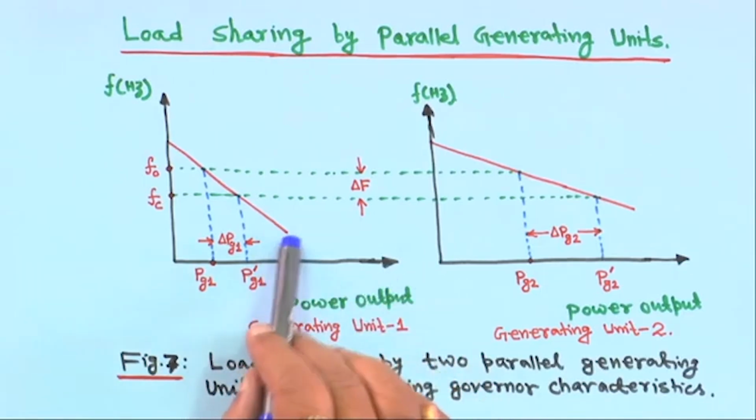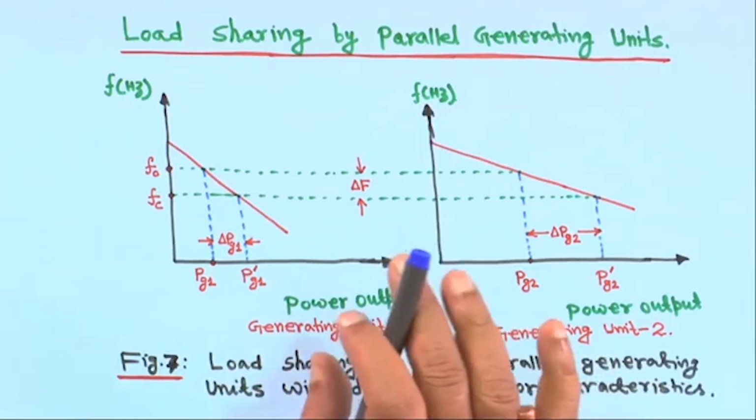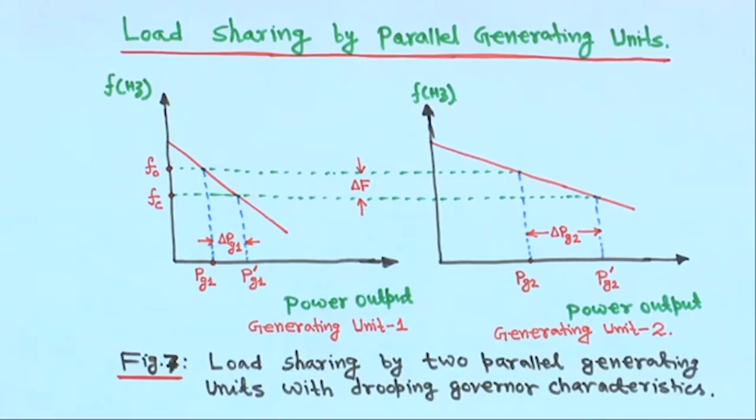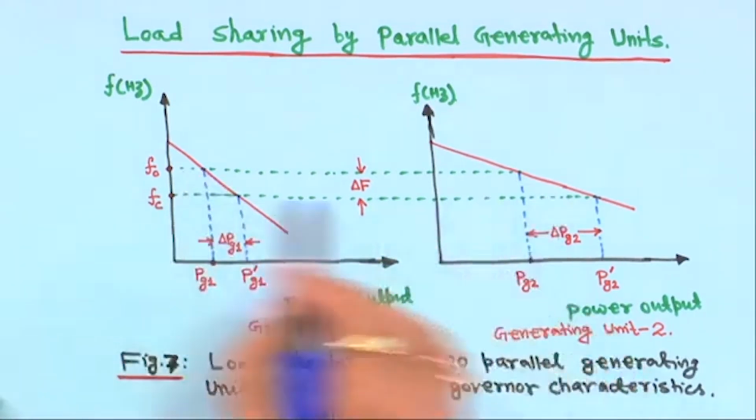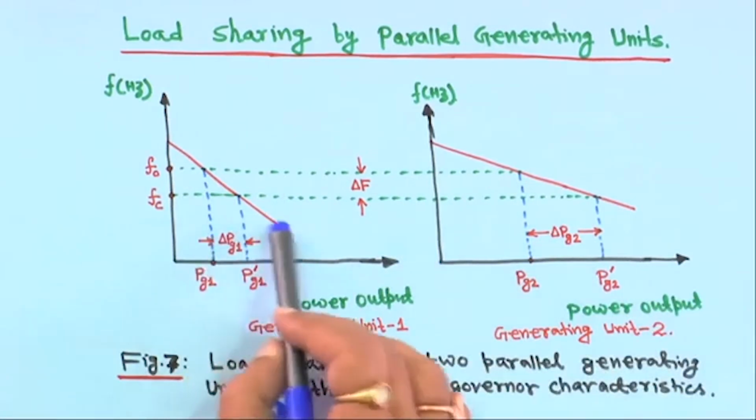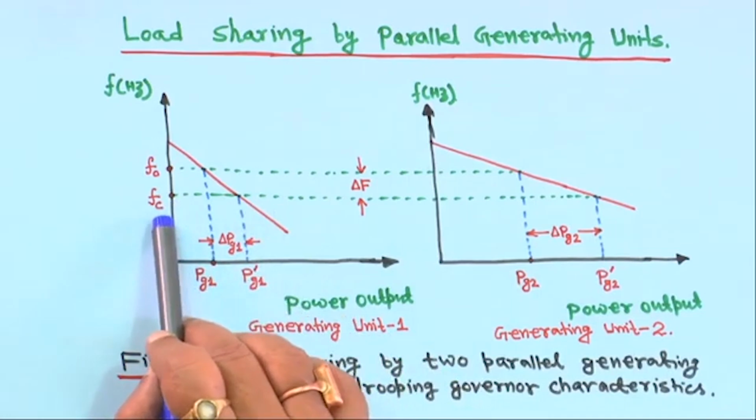So both the generators have to share the load. For example, suppose demand was 200 megawatt, and suddenly the load has increased from 200 to 210. So 10 megawatt has increased, and those 10 megawatt will be shared according to the droop characteristic of these 2 generators. Similarly, as load demand has increased, frequency will fall. Suppose this is Fc, the changed frequency.